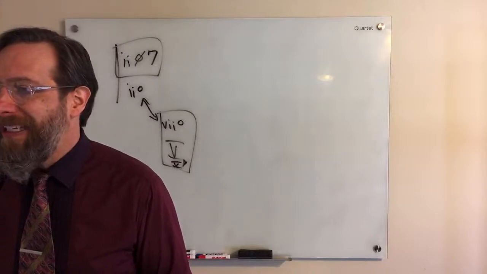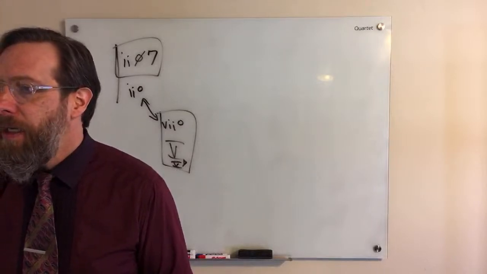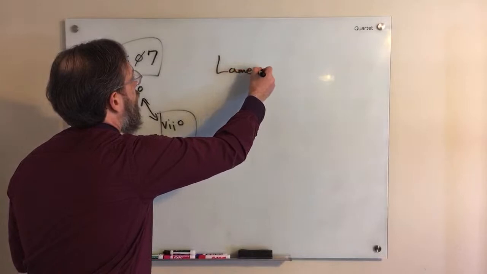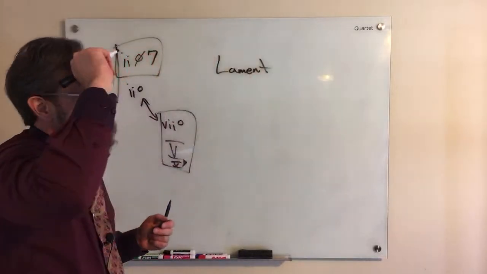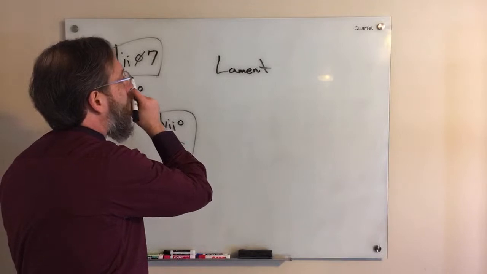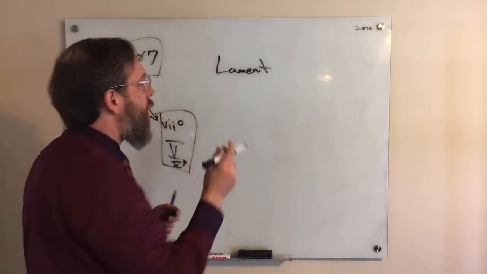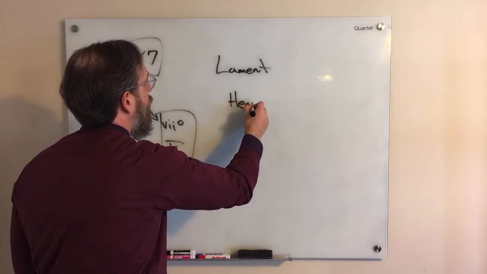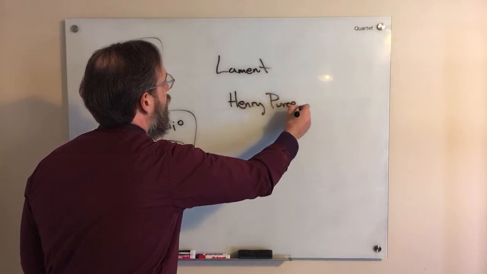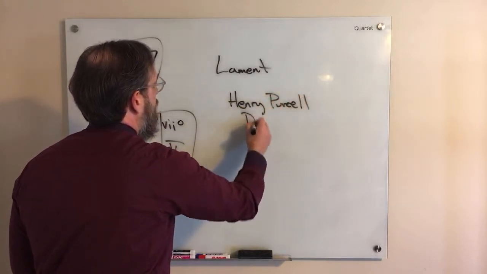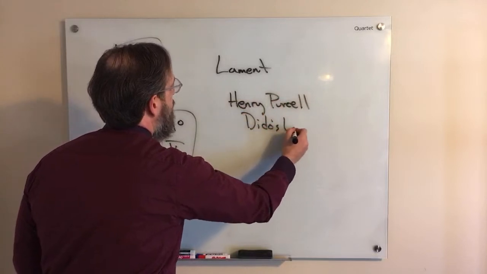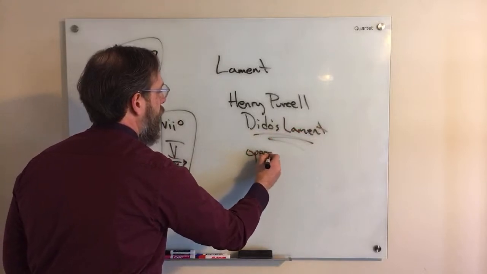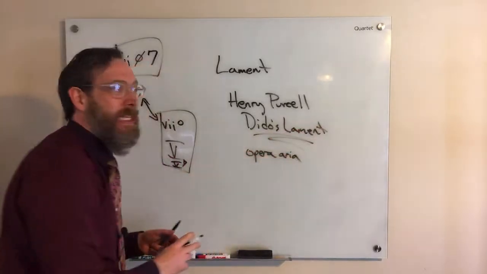Danny also asks about the Lament bass, and you did spell Lament correctly. So I'm assuming this is about... I would have to look it up, but here's what I would direct you to look up. Henry Purcell was an English composer from the Baroque era. Dido's Lament, which is a very famous opera aria that has a repeating bass line.